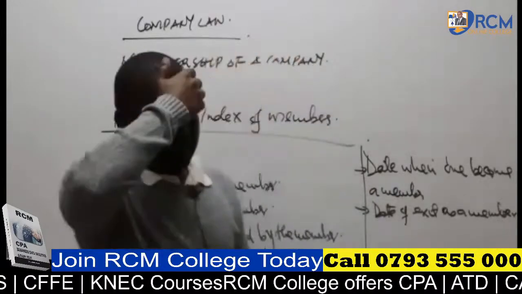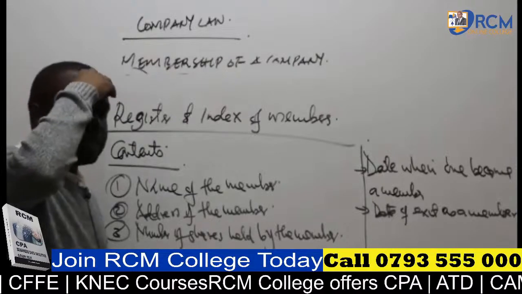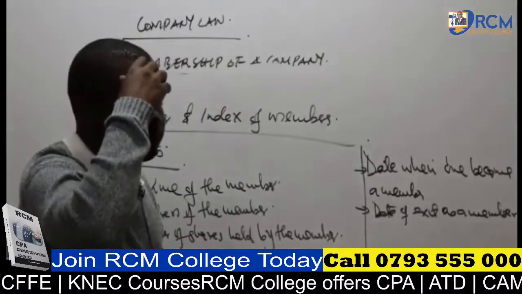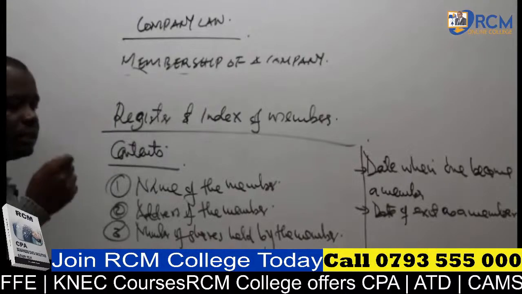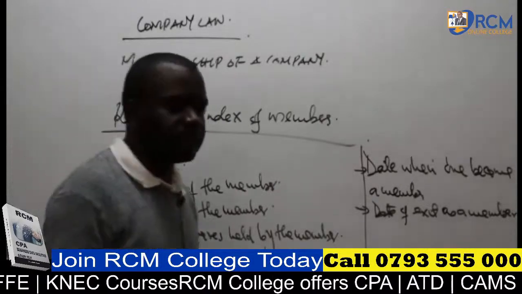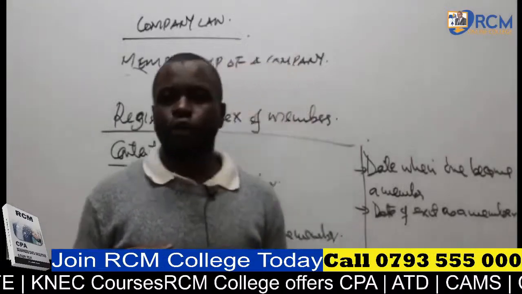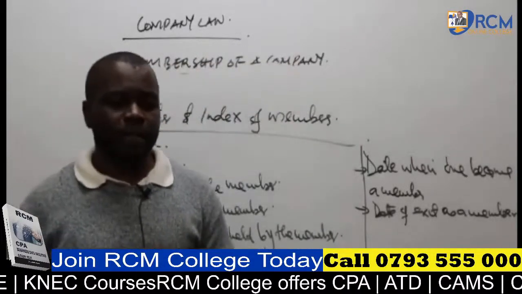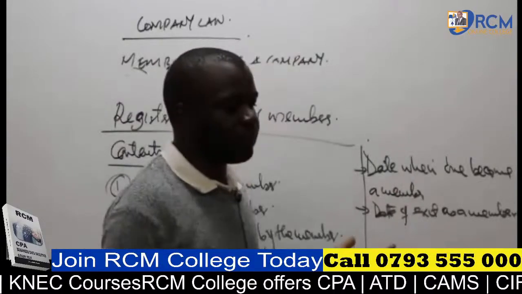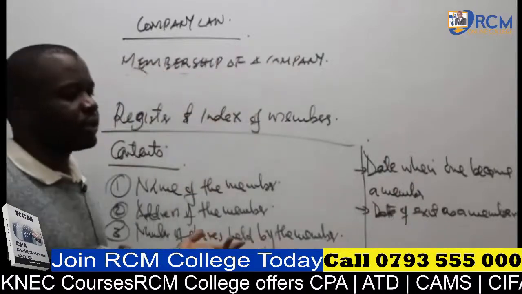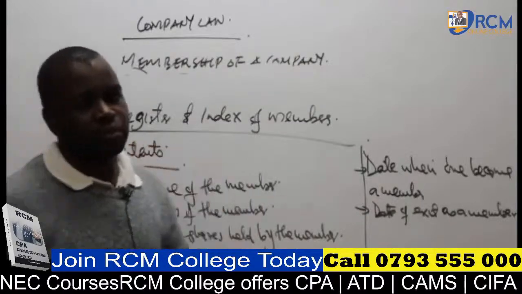And then also, you need to know that under certain circumstances, changes can be made to the register of members. For example, if a person's name is not appearing, the company will be forced to include the name of that particular person. Or also, changes can be made if a person's name appears by mistake in the register of members of the company, then the company has to ensure it has made the changes by ensuring that name has been removed.